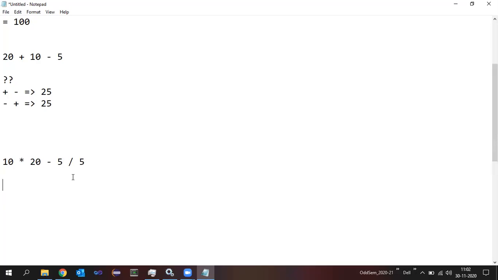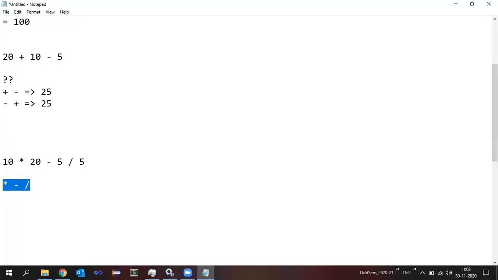Division, multiplication, and subtraction. Now first, 190. Okay, now try to understand here. How many operators are here? Star, that is multiplication. We have multiplication, then we have subtraction, then we have division.